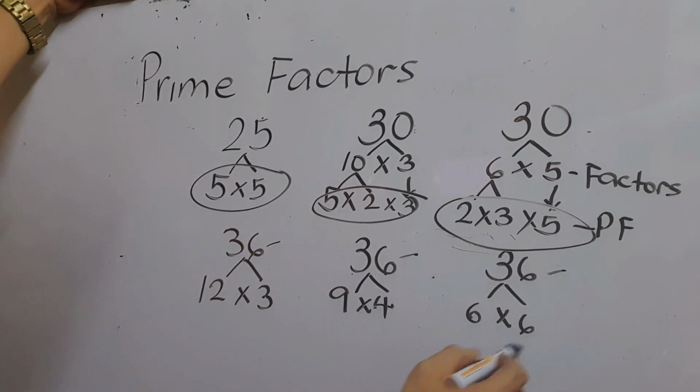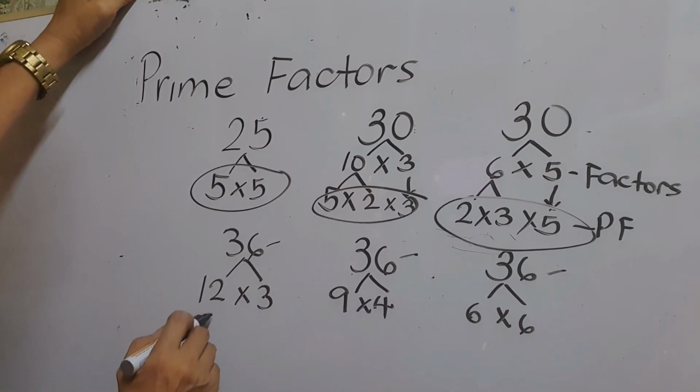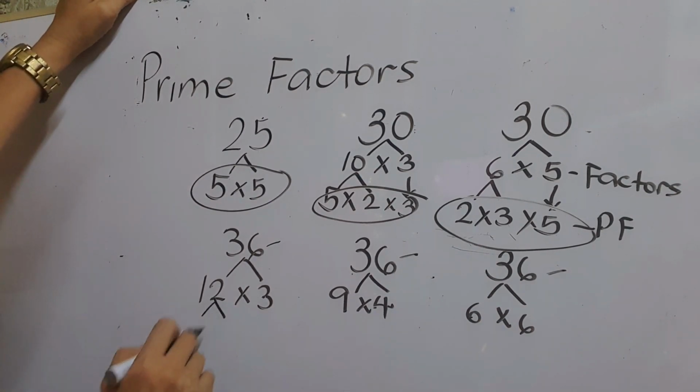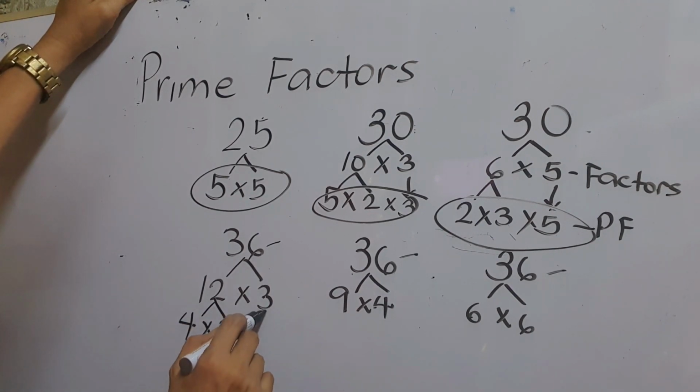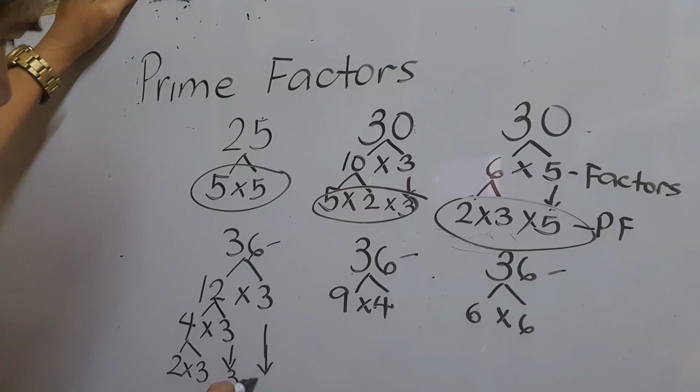Factors, factors, factors. What about the prime factors? So, saan galing si 4? Saan galing si 12? That came from 4 times 3. Ibaba. Okay, saan galing si 4? That came from 2 times 3. Baba natin si 3. Baba din natin si 3. Okay, so ito yung sagot natin.